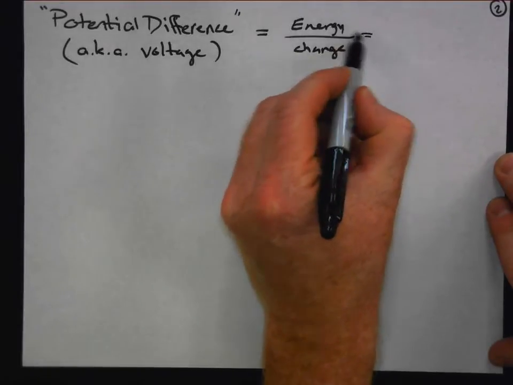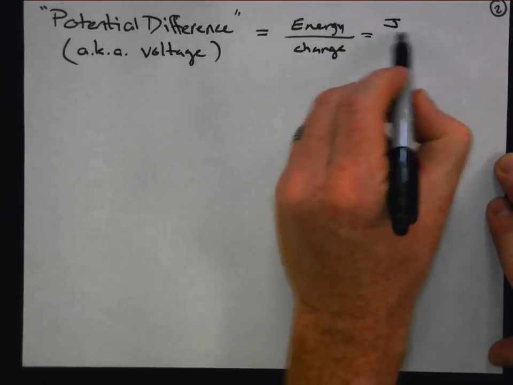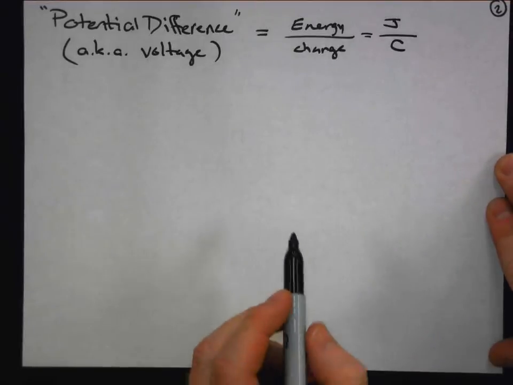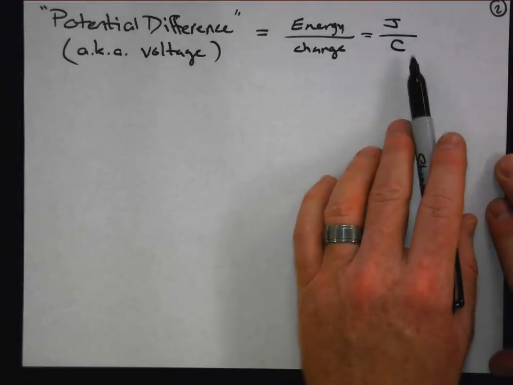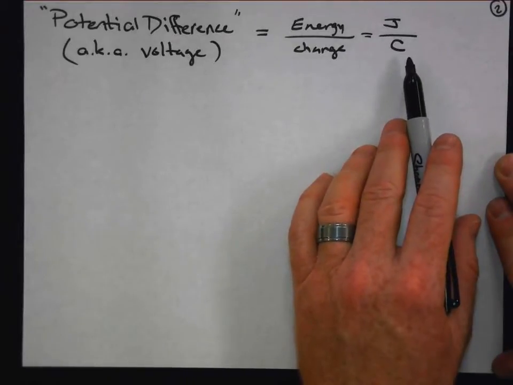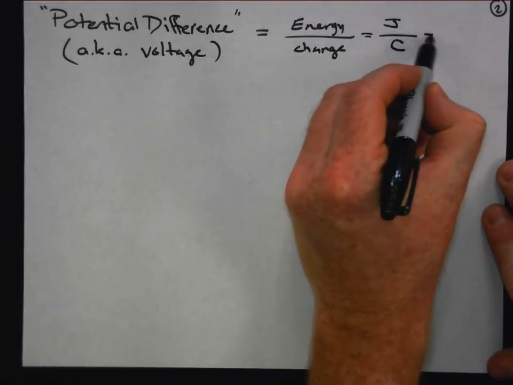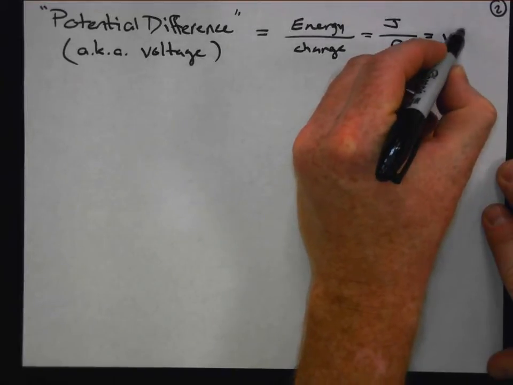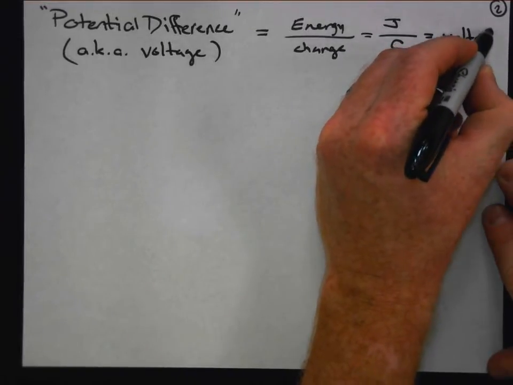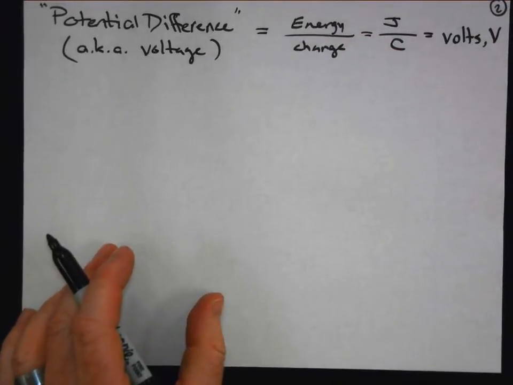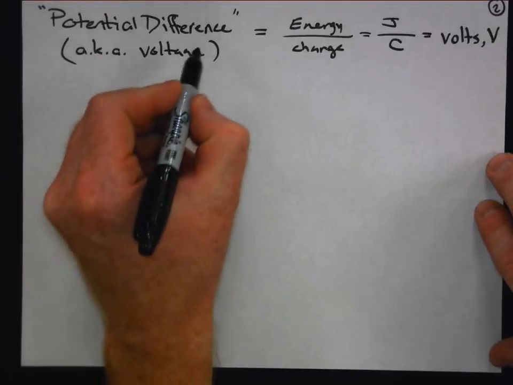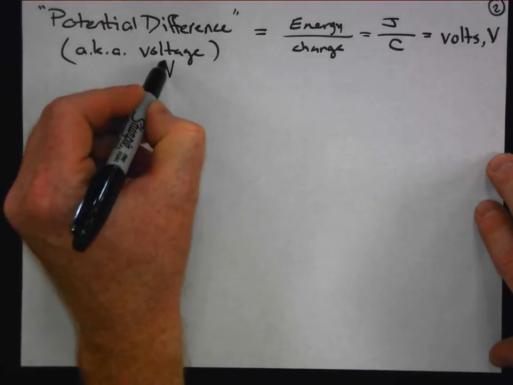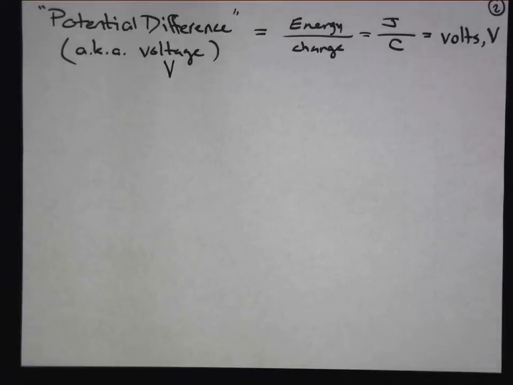And now energy is measured in joules, right? Joules. And charge is measured in coulombs, capital C. And the nice thing is that we can combine these two, joules per coulomb. We usually don't say that. We usually instead just talk about volts. Capital V for volts. Now the silly thing is, you also have a capital V for the symbol for voltage. It's just the way it is. Okay, so V for volts or voltage.